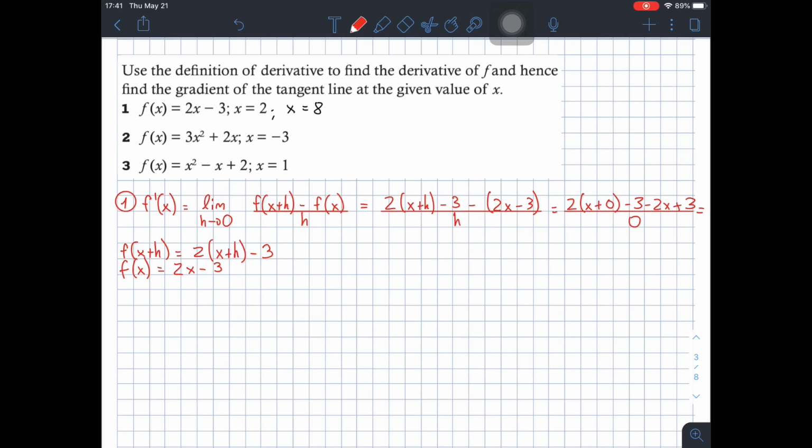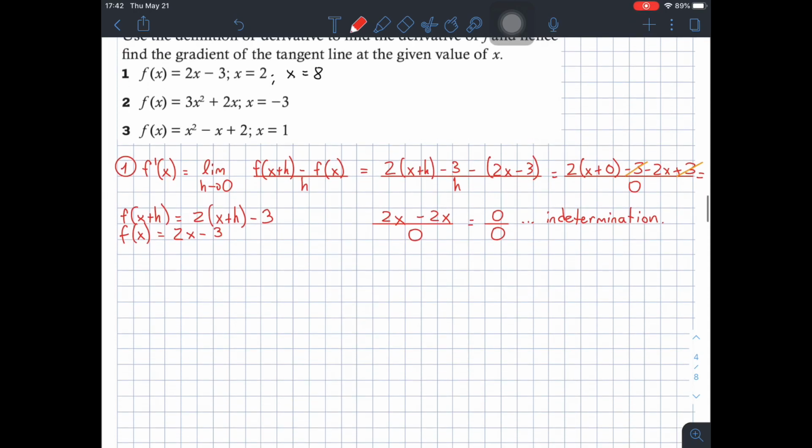If we keep on expanding this, this is 2x, the 3 cancels out with the 3 over here, and then this is minus 2x divided by 0. So this is the famous 0 over 0 case, which is an indetermination. Since this is an indetermination, we need to do something about it in order to solve it.